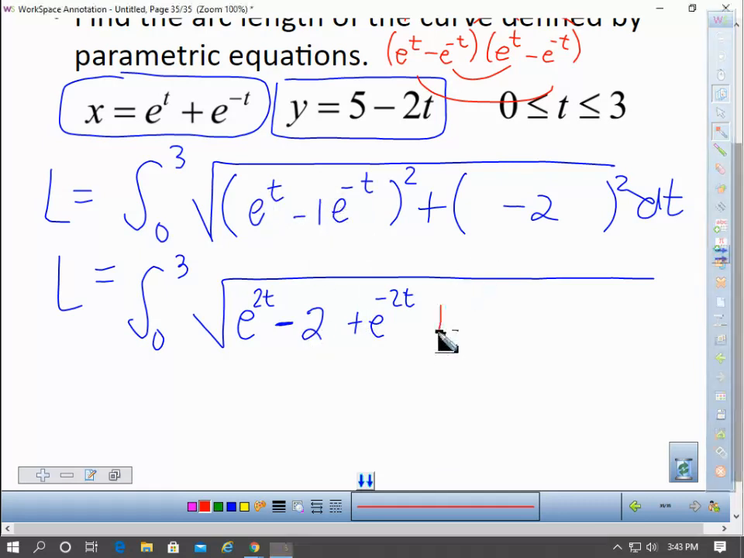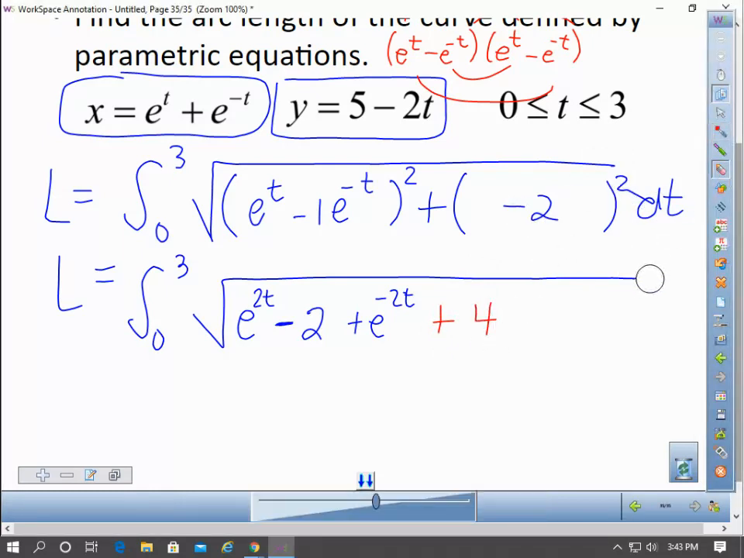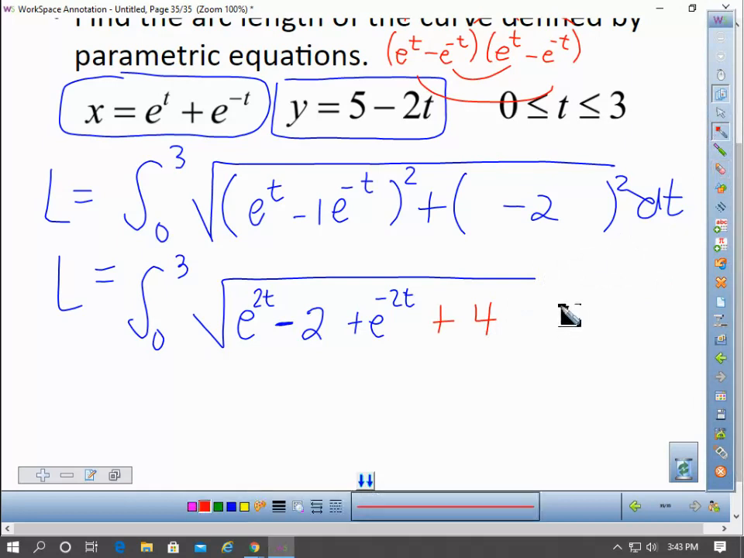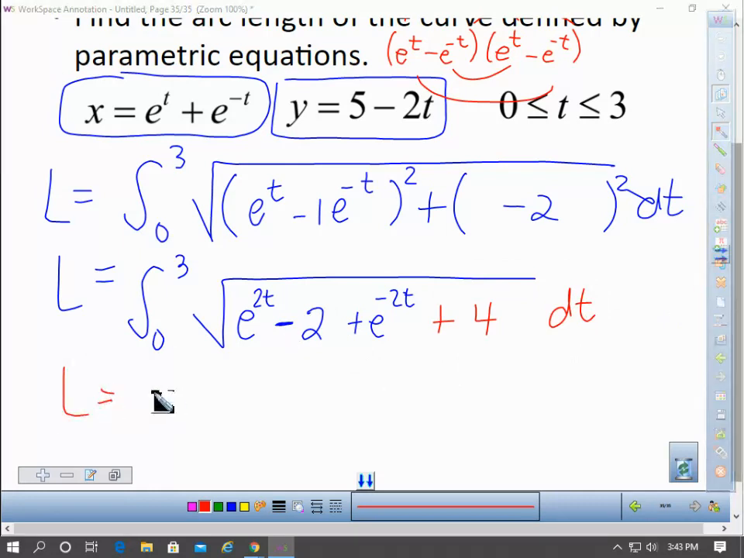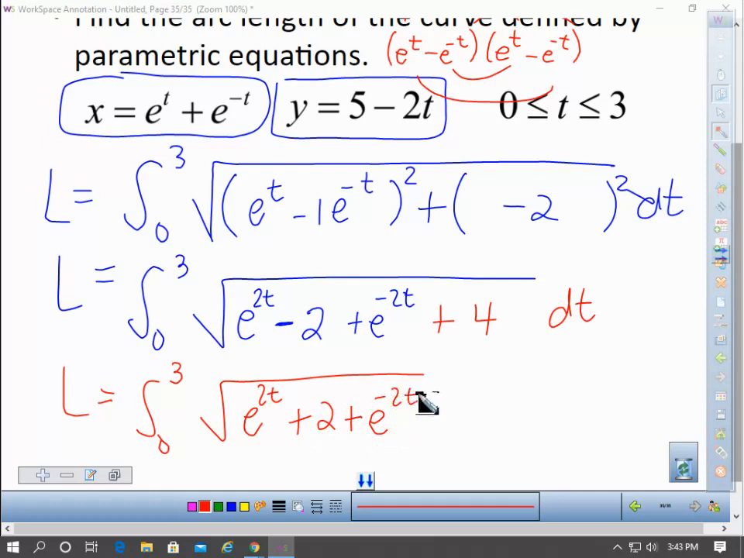All right. Then over here, this is just going to be -2 squared, which is 4. So I don't need this big long line. So that'll give me dt. Now, look what we have. When we combine this together, we have the square root of e to the 2t. Then this +4 and this -2 is going to become a +2. And then e to the -2t. So I'm just combining these terms, and it gives me +2 in the middle.